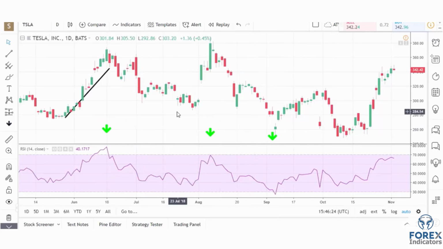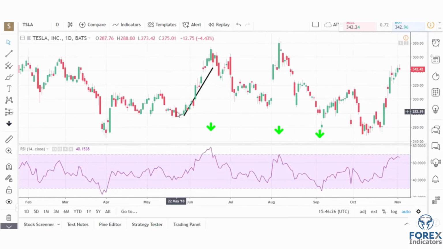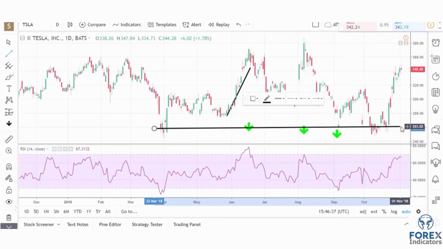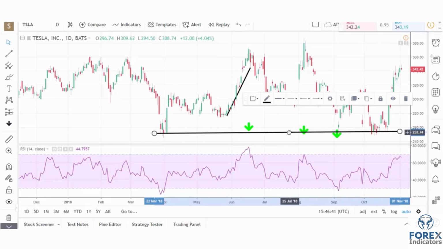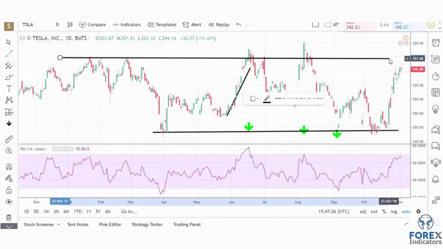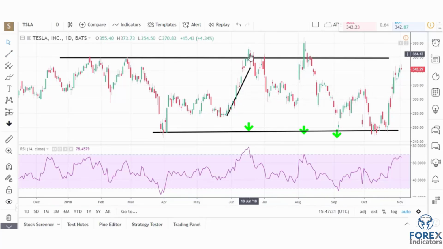But let's zoom out a little bit. And what we'll see is that, if we draw in a couple of trend lines, we have support here, around this level. We have resistance here, which the stock did move through, but then came right back through within a day or two in each case.